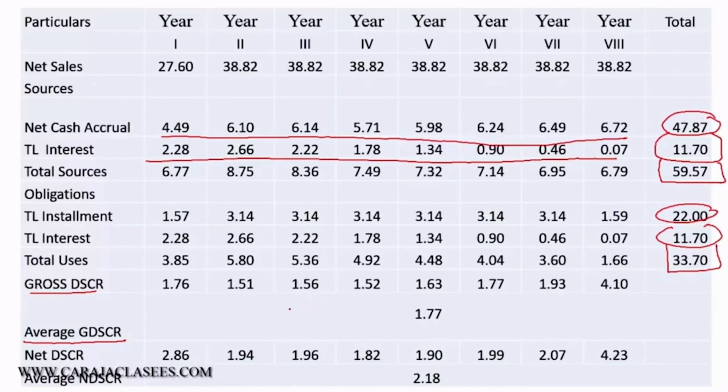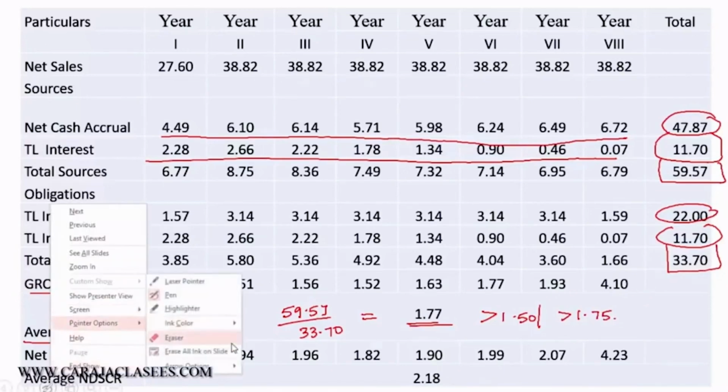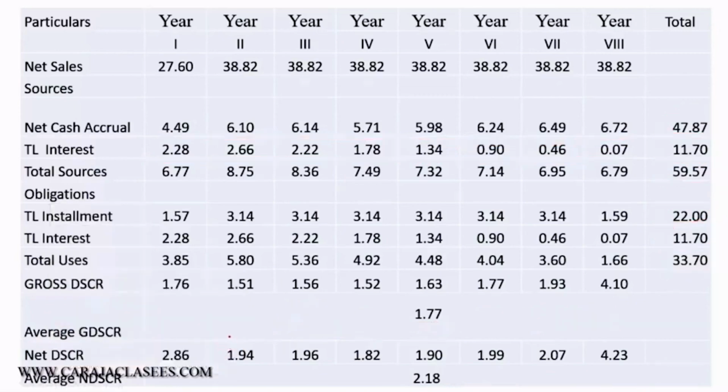So 59.57 divided by 33.70 gives you the ratio as 1.77. So gross average DSCR is greater than 1.5, which some public sector banks are okay with. It is also greater than 1.75. So gross average DSCR is expected to be satisfactory, but it is very close to the expected level. So sanctioning authorities may have some apprehension whether these numbers are really cooked up to get the minimum ratio. Okay, so you should have a solid justification whether these numbers are reasonable, whether these numbers are achievable.